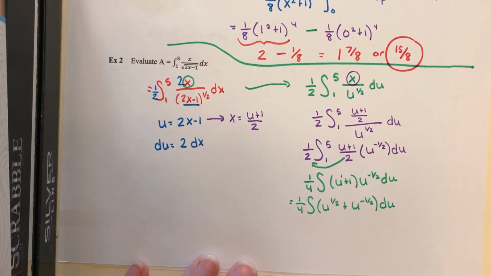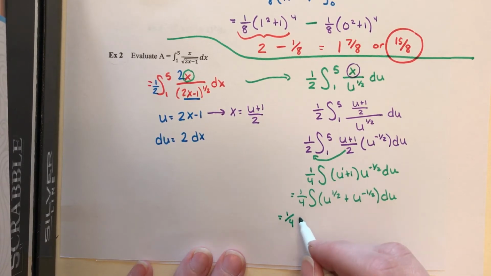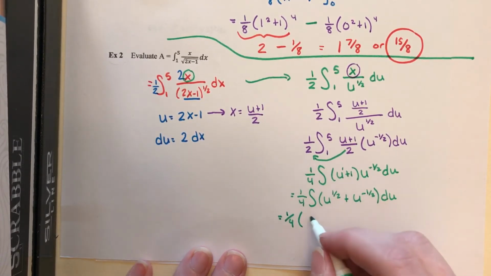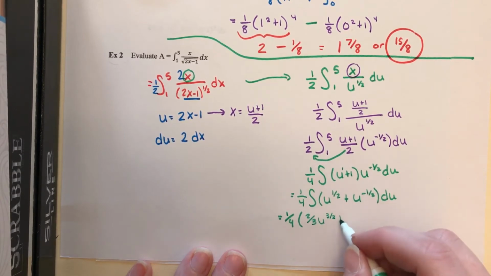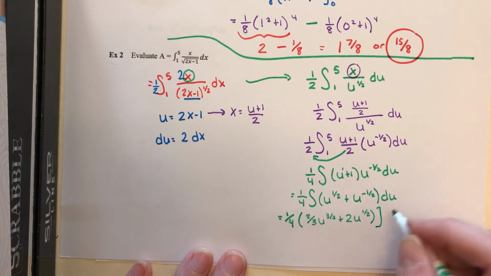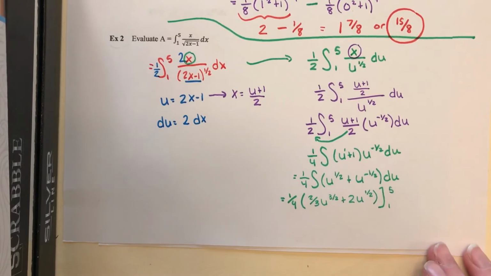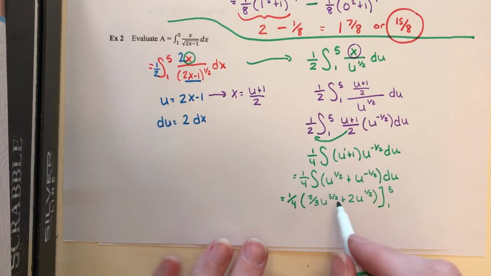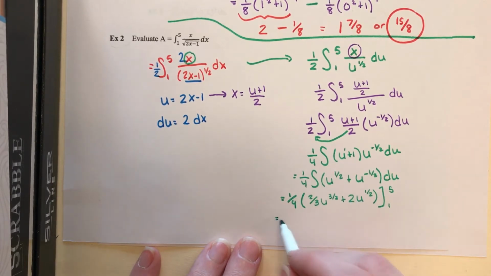So I'm finally ready to take my integral. So I'm going to keep bringing down this 1/4. I'm going to add and divide, so that would be 2/3 u to the 3/2 plus 2 u to the 1/2, and we're evaluating from 1 to 5. Now, before I go and plug in, I'm going to plug back in for u. I'm also going to distribute this 1/4, so hopefully the math becomes a little easier. 2/3 times 1/4 is 1/6.